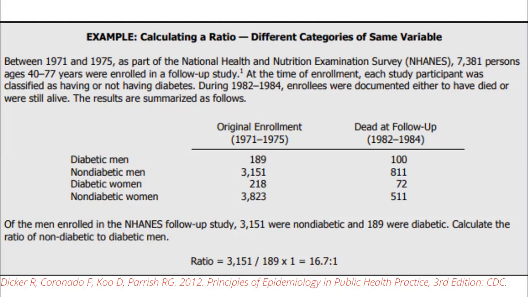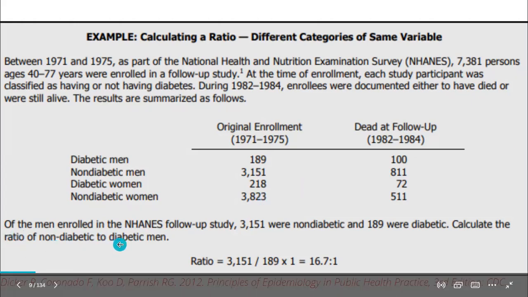Now, you are to calculate the ratio of non-diabetic to diabetic men. Very easy, because we are given the figures above. So again, how do we calculate the ratio? We need to compare that specific number of one group to another group. In this case, we are to compare the number of non-diabetic to diabetic men.